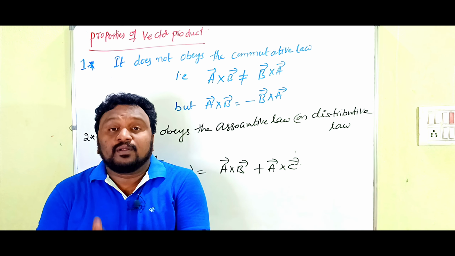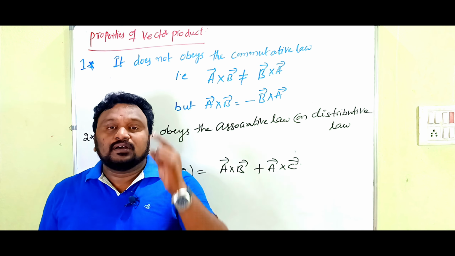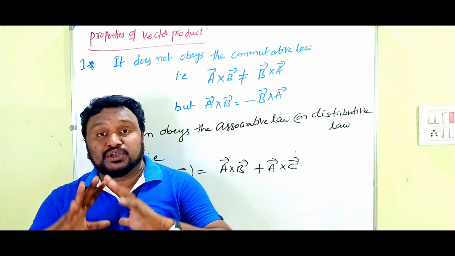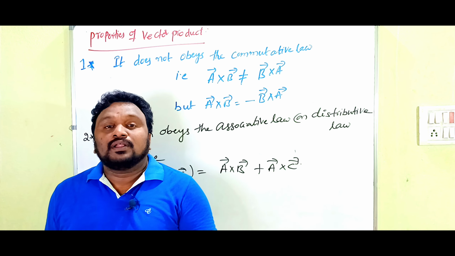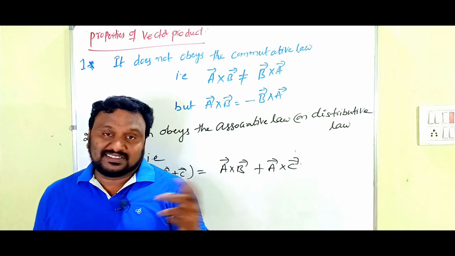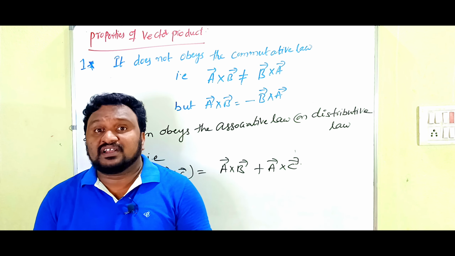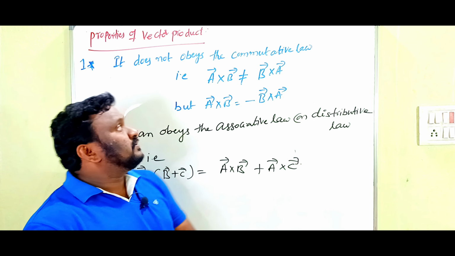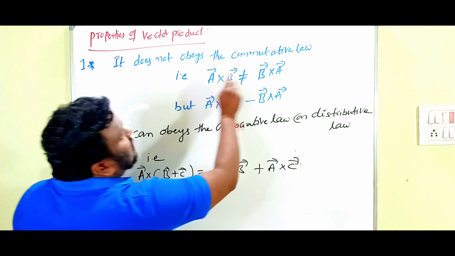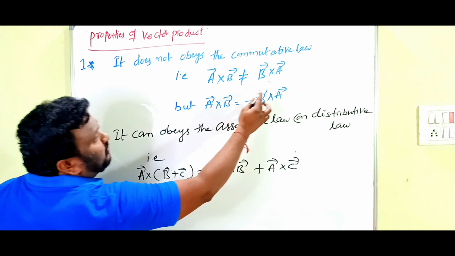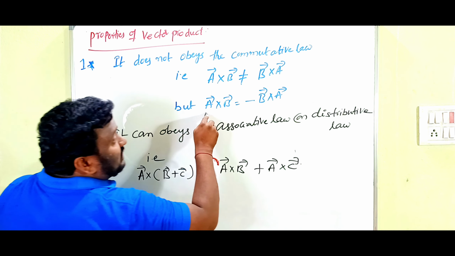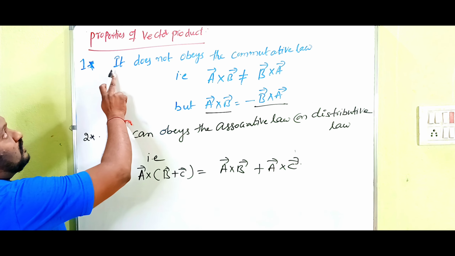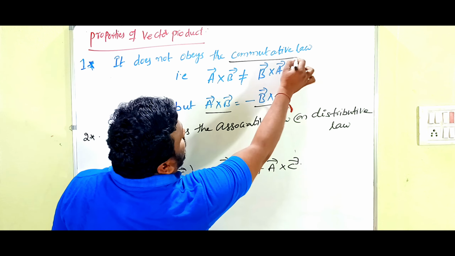Now let's go to the properties of vector product. The first thing is that vector product never obeys the commutative law. For example, if A and B are two vectors, then A cross B is not equal to B cross A. This is nothing but not obeying the commutative law. Look here, A cross B is not equal to B cross A, but A cross B is equal to minus of B cross A. This is the first important one: vector product does not obey the commutative law.